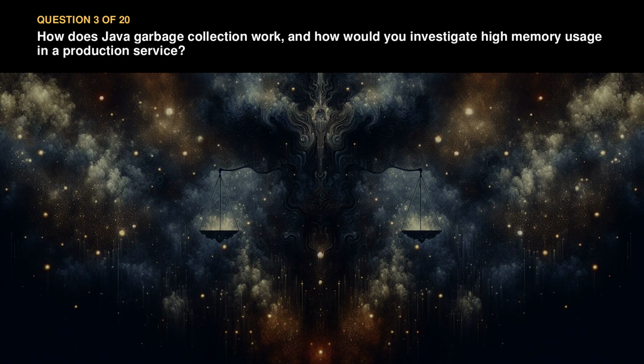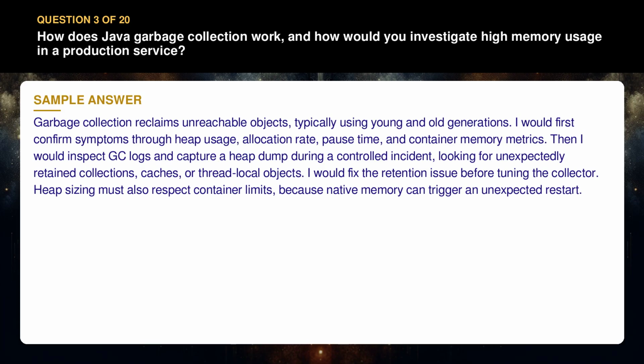Question 3. How does Java garbage collection work, and how would you investigate high memory usage in a production service? Garbage collection reclaims unreachable objects, typically using young and old generations. I would first confirm symptoms through heap usage, allocation rate, pause time, and container memory metrics. Then I would inspect GC logs and capture a heap dump during a controlled incident, looking for unexpectedly retained collections, caches, or thread local objects.